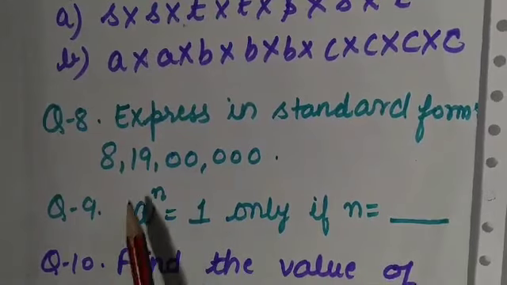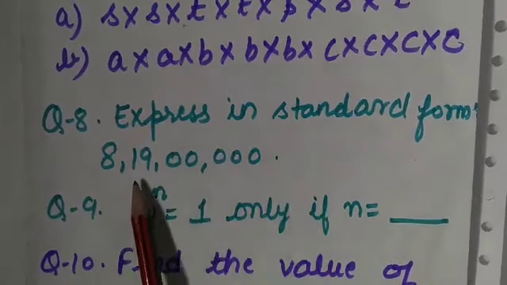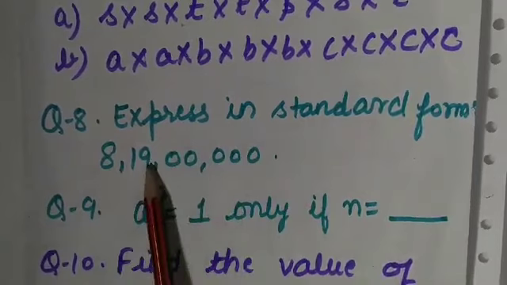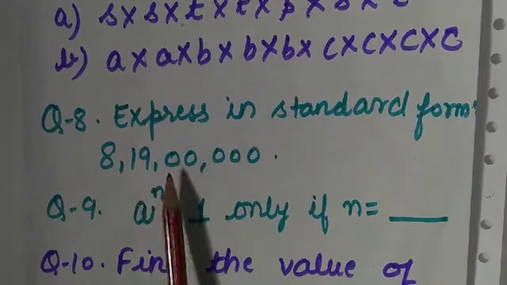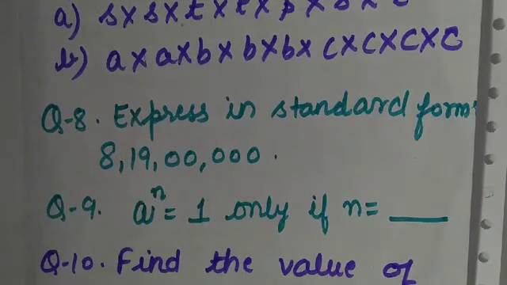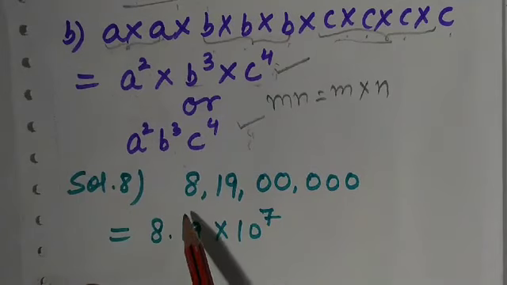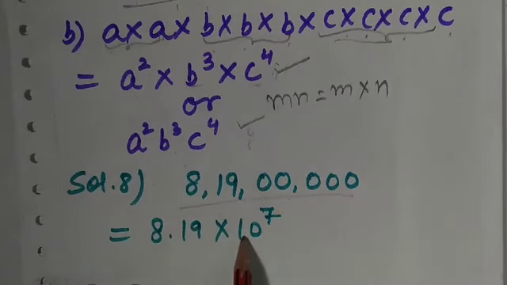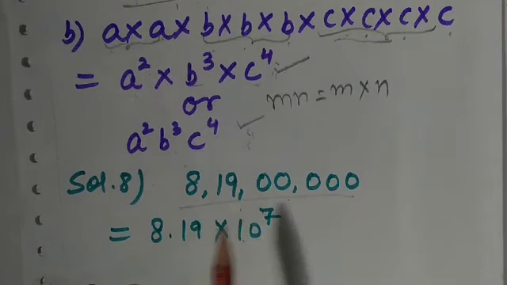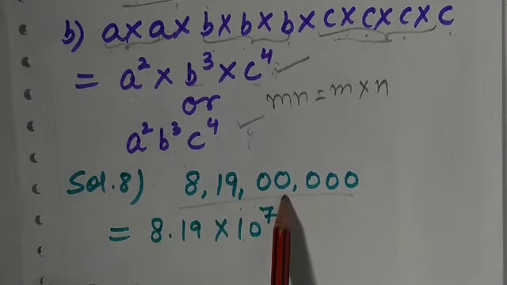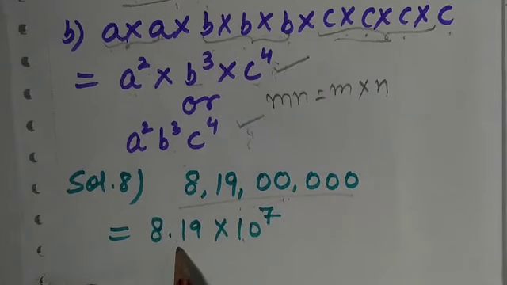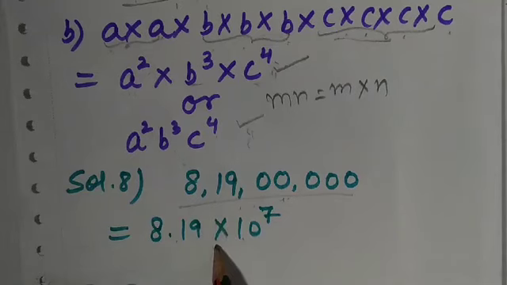Question number 8 is express in standard form. We have given this number and we have to express it in standard form. So this is the number given and we have to write this number in standard form. A number can be expressed in standard form if it can be expressed as a decimal between 1 to 10 including 1, multiplied by a power of 10.